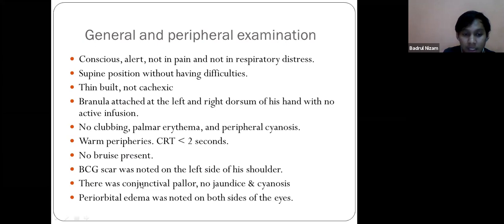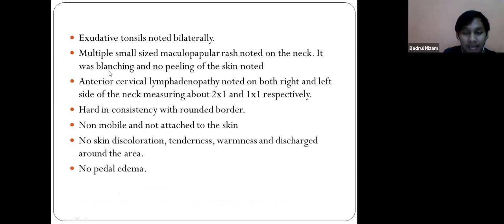However, there was conjunctival pallor, but no jaundice and cyanosis. Periorbital edema was noted on both sides of the eyes. Upon mouth examination, there was exudative tonsil noted bilaterally, and also upon head and neck examination, there were multiple small size macular papular rashes noted on the neck. It was blanching, and there is no peeling of the skin noted.